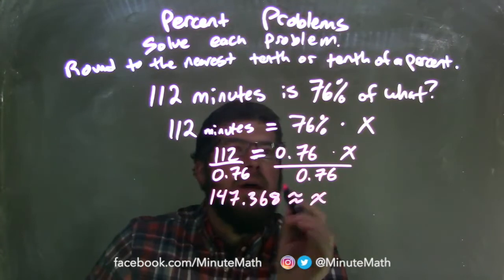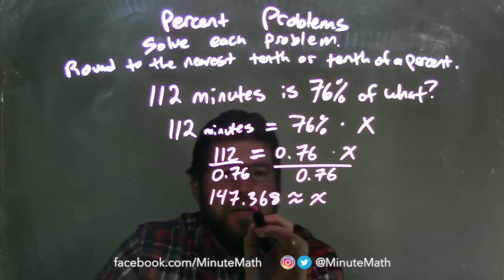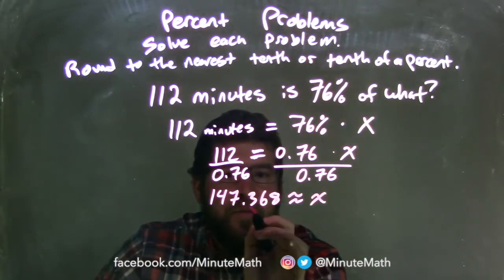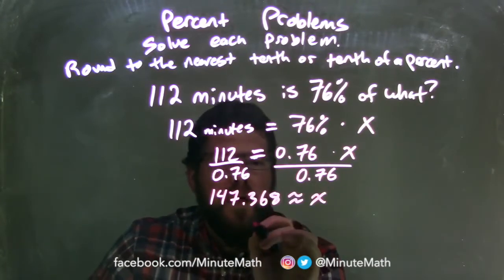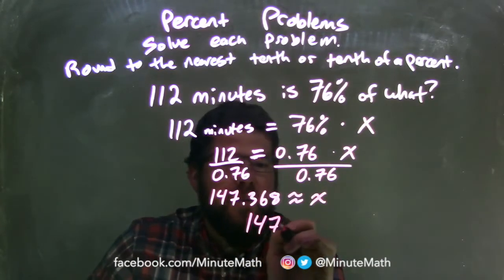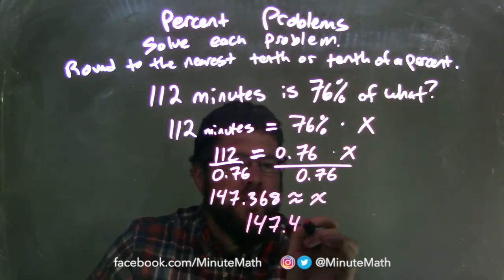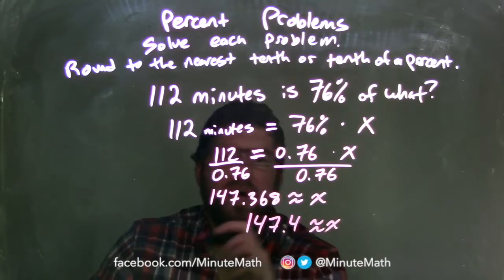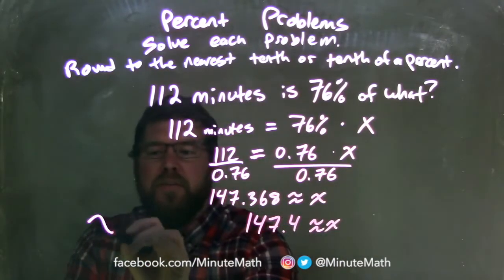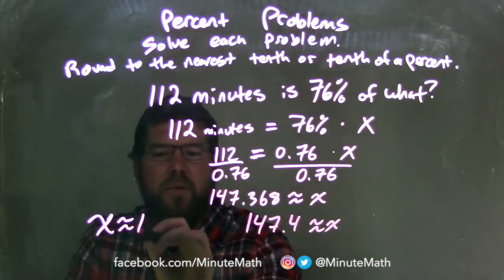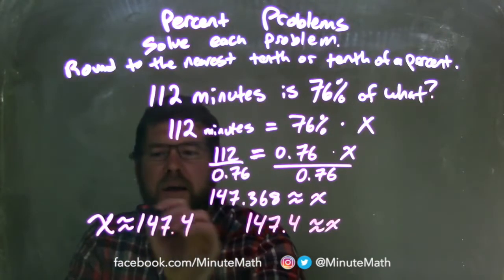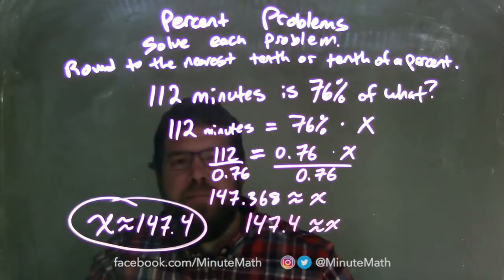They ask us to round to the nearest tenth, so I look at the 3. The 6 causes the 3 to round up to a 4. So we have 147.4 is approximately equal to x. To write it nice and neat, we'll have x come first, so x is approximately 147.4, and that is my final answer.